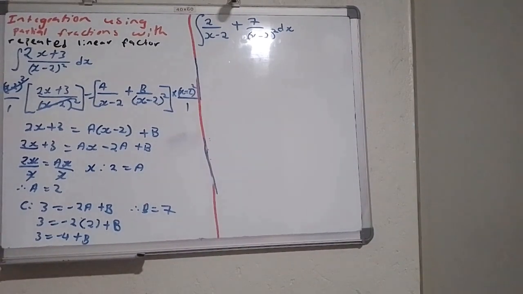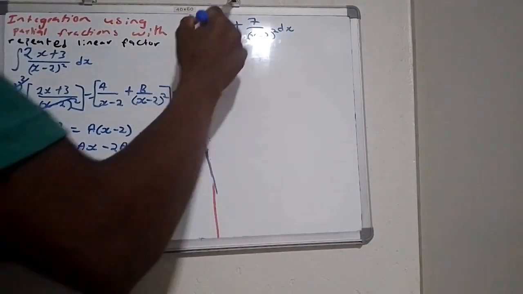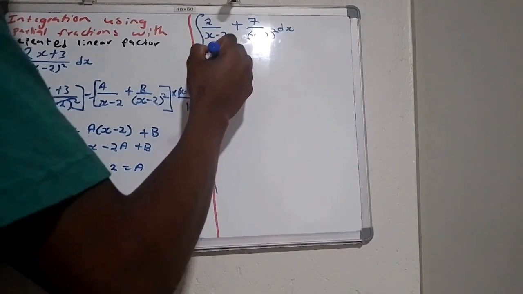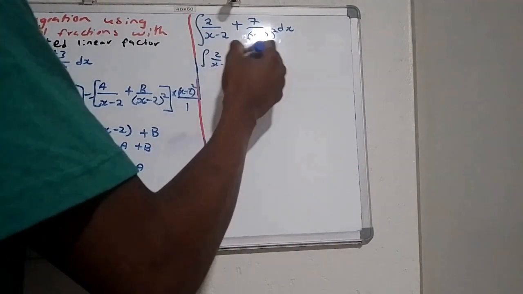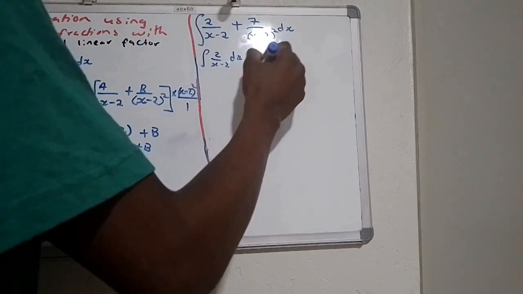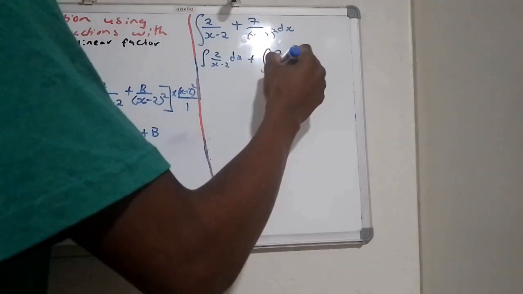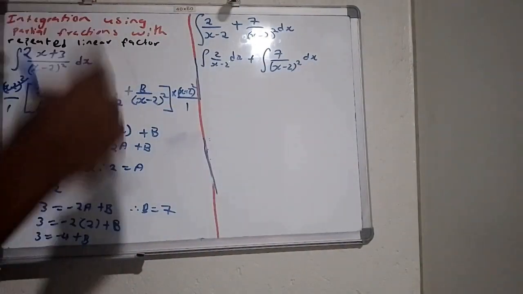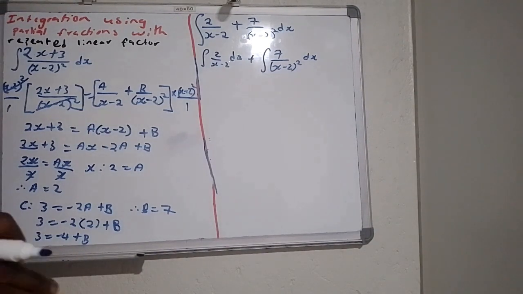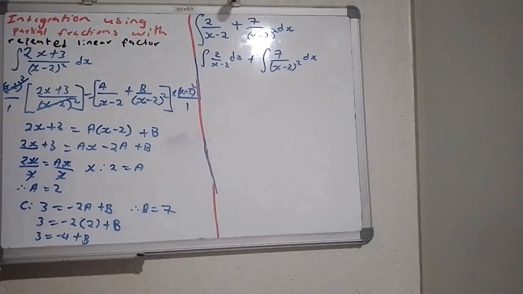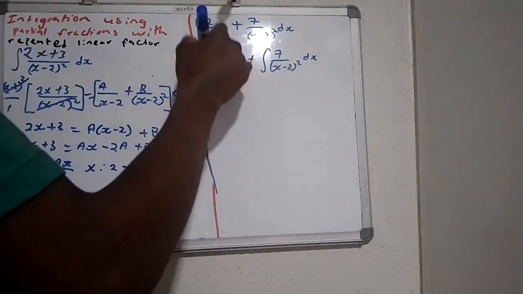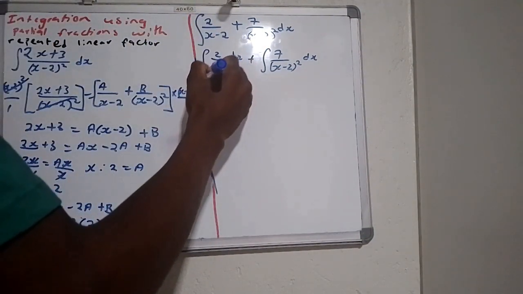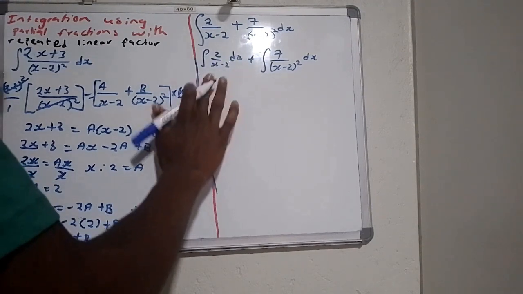Now, since I have this, I separate them. I'm going to have the integral of 2 over x minus 2 dx plus the integral of 7 over x minus 2 squared dx. Remember what we did two lessons before this one? We did the u substitution. We need to use the u substitution here to get the answer. This one is easy, I can integrate it.